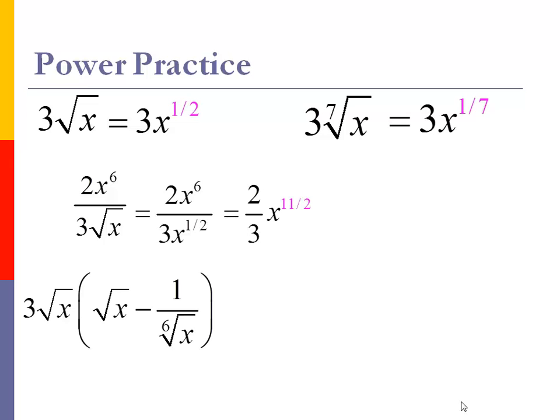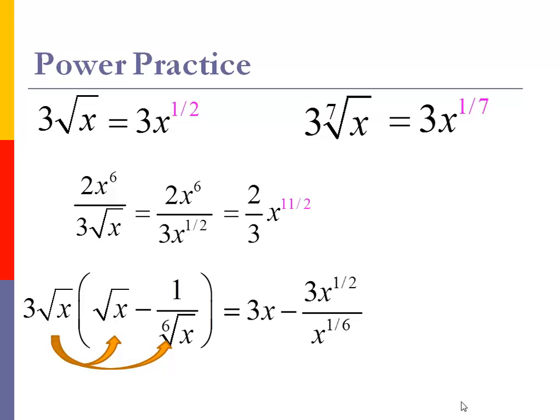And for this next one, I've got a parentheses. Inside that parentheses is a subtraction. So basically, we're distributing that 3 and that square root. Each of the terms inside is going to be multiplied by 3 square root of x. Well, for that first one, the square root times the square root is just a plain old x. So our first result is going to be 3x to the first power.